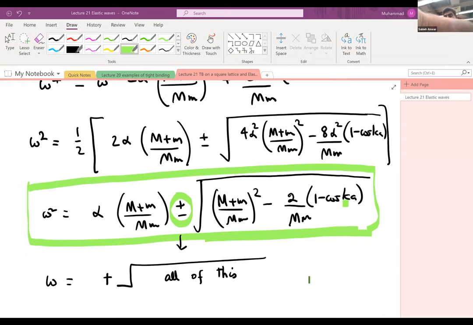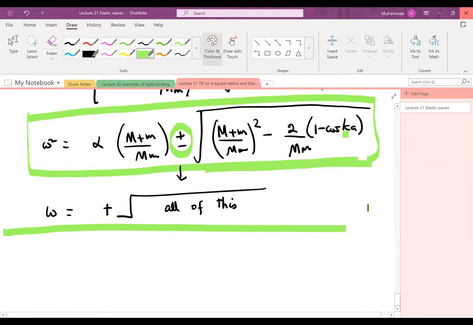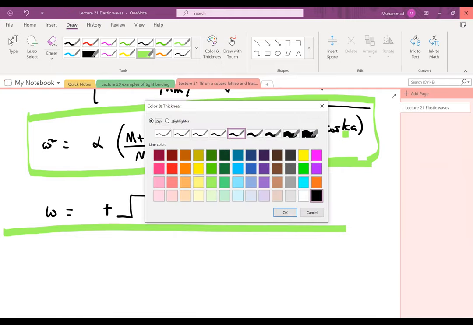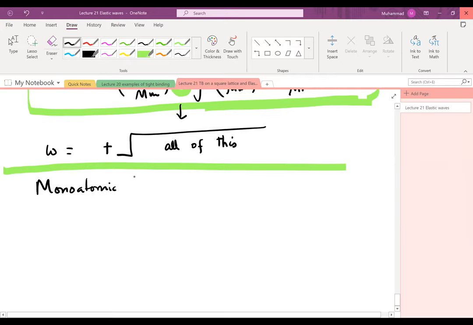So if you look at this expression over here, let's see what happens if I had a monoatomic lattice. So all atoms are the same kind, which means M is the same as small m. Let's call this spacing D between the atoms. Okay.